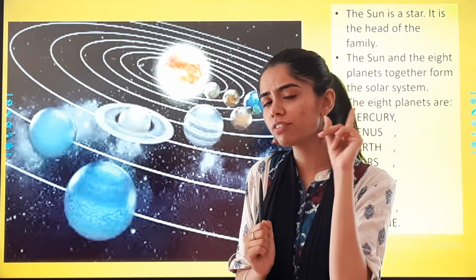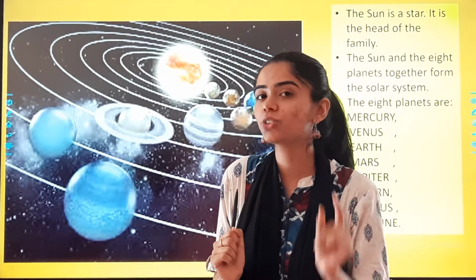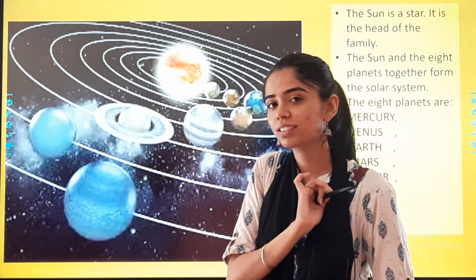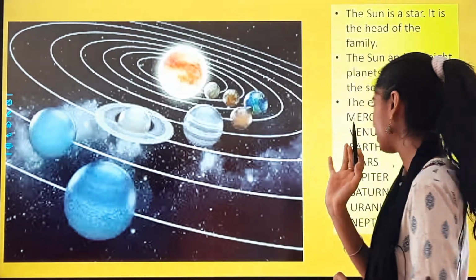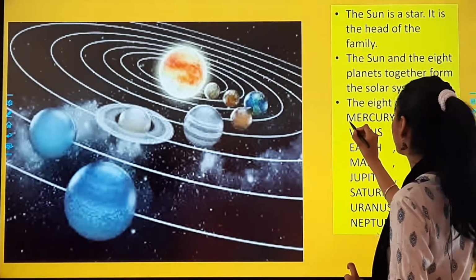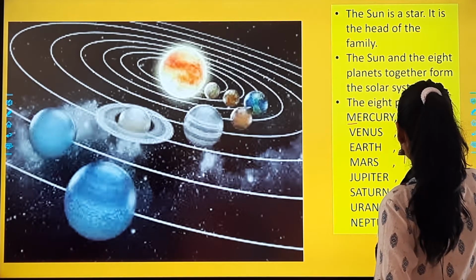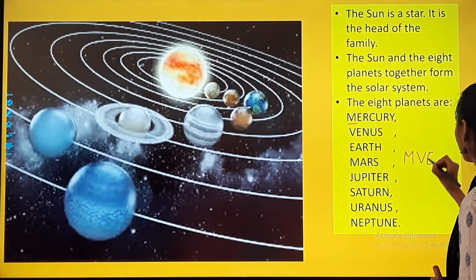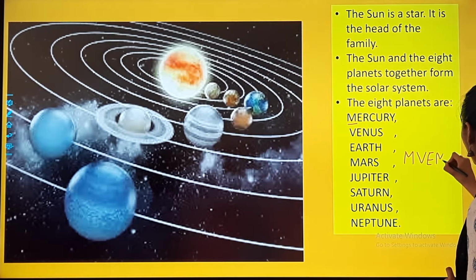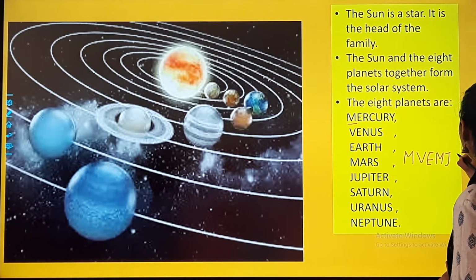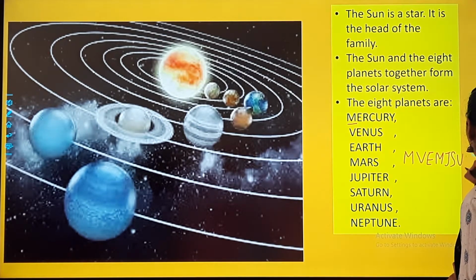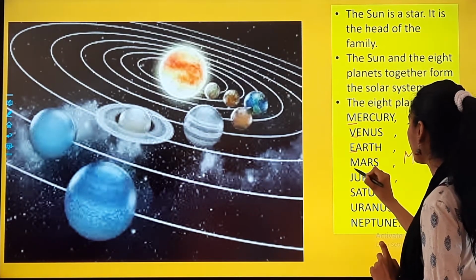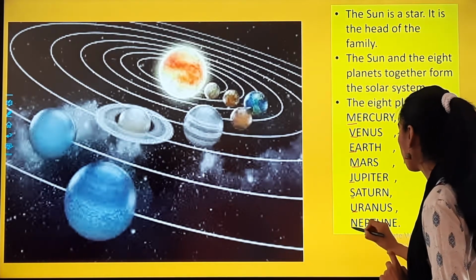Now, if you remember in the previous class, I told you that I will teach you the trick to remember the names of the planets in the proper sequence. So, do you want to learn this trick? So, 1 minute. First comes Mercury, so we'll take M. Then Venus, V, Earth, E. What comes next? Mars, M. Jupiter, Saturn, Uranus and Neptune. Okay? So what is it? M, V, E, M, J, S, U, N.